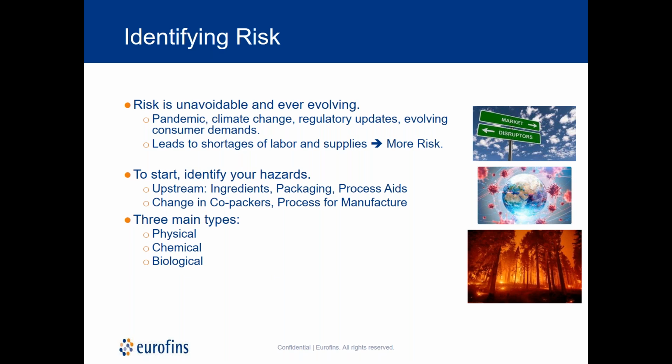Are we going from a manual process to an automated process? Do we put new kind of heating elements in our oven? What kind of cleaning products? And then obviously downstream, which might be your warehousing, your distribution, the trucking companies, different retailers. A lot of people touch products. And then break it down into three types. There's either going to be physical risks, chemical risks, or biological.